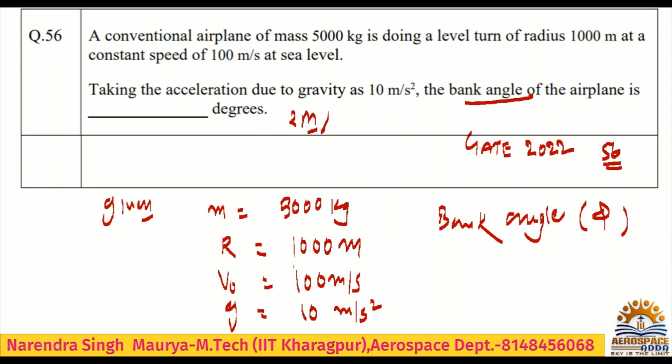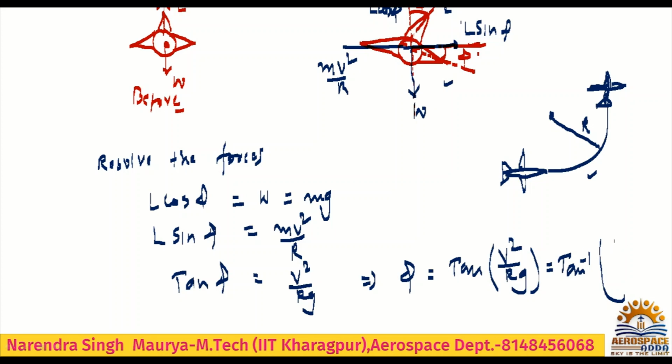V is 100 meter per second, R is given as 1000, g is given. Mass will automatically be cancelled out, no need to write. So v square means 100 square divided by 1000 into 10. Okay, you solve it. R is 1000 and g is 10. If you solve, you may get tan inverse of 10 to the power 4 divided by 10 to the power 4. So you may get 1, and tan inverse 1 is nothing but 45 degree.